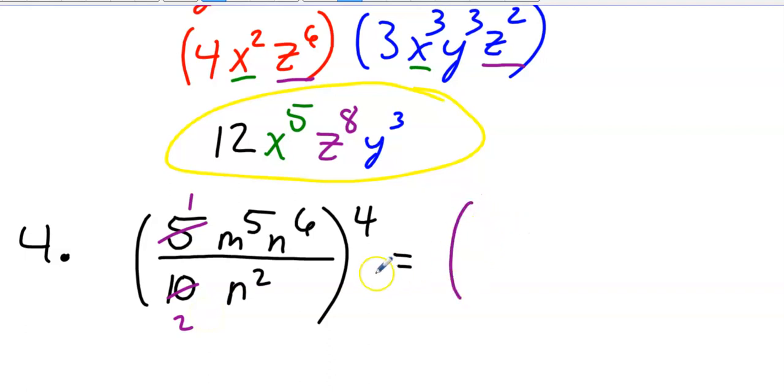So we've got 1, and then we may have placeholders. We'll hang on that one for just a second. You've got m to the 5th and m to the 2nd. Sorry, n to the 6th and n to the 2nd. So you can subtract those 2 and make that n to the 4th. So we've got 1, m to the 5th, n to the 4th, and that's going to be over 2.